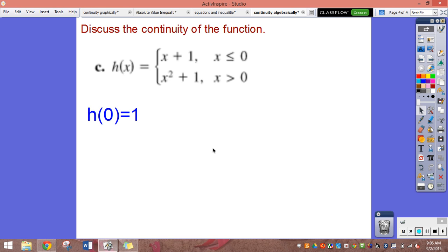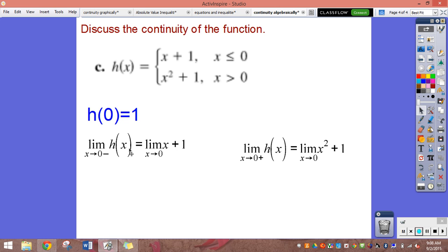The next question is, does the limit exist? With proving that a limit exists with a piecewise function, you have to prove that the limit from the left is equal to the limit from the right, because that is the condition for a limit to exist. When x is less than 0, that's approaching from the left. When x is greater than 0, that's approaching from the right. So my limits from left and right would look like this.